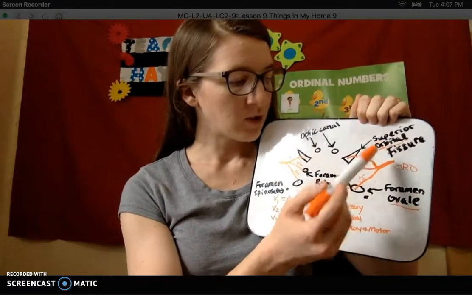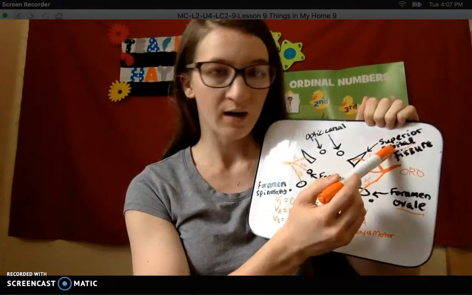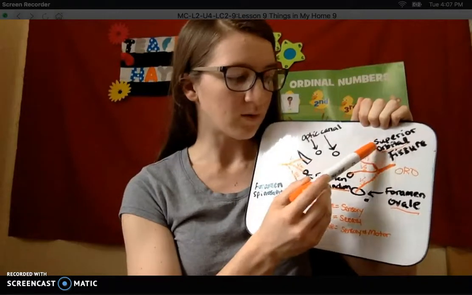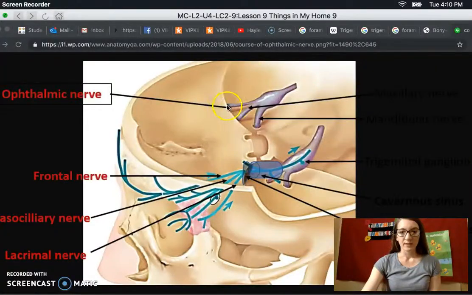And you can remember which O goes first because OR and then OV. R comes before V in the alphabet. So orbital will come before the ovale. So let's take a look at the nerves on this picture.